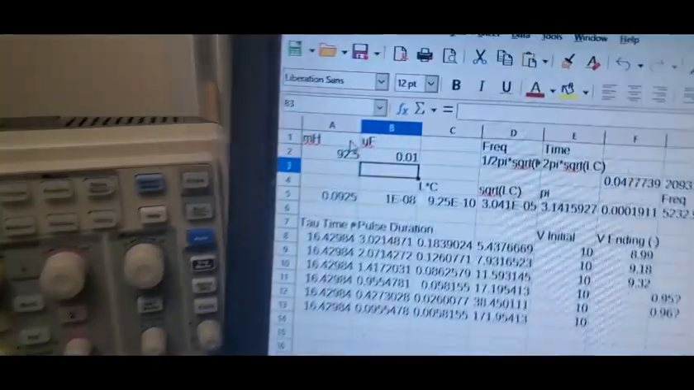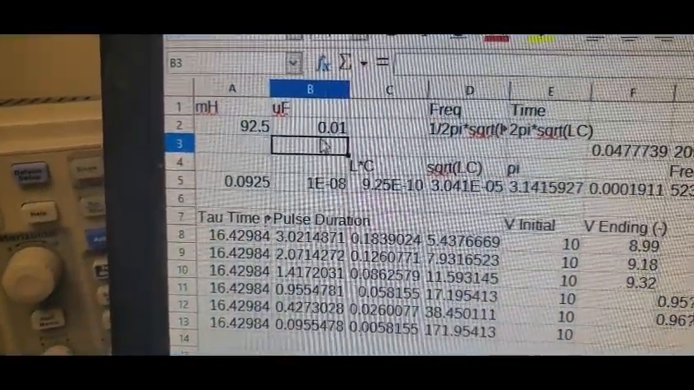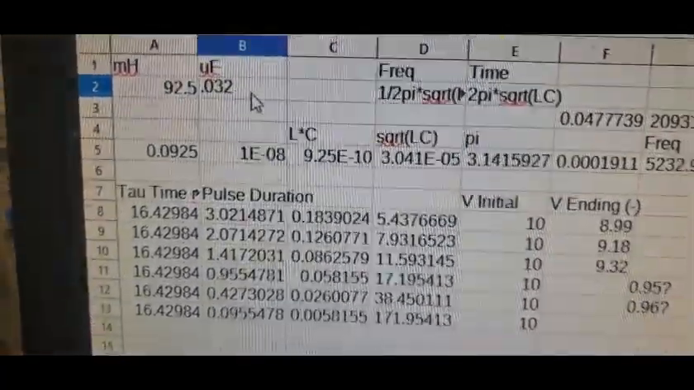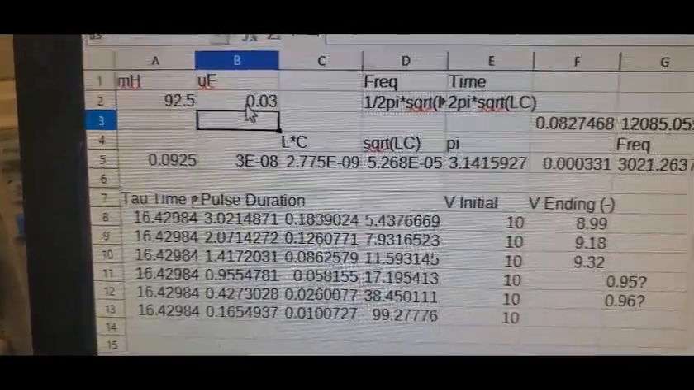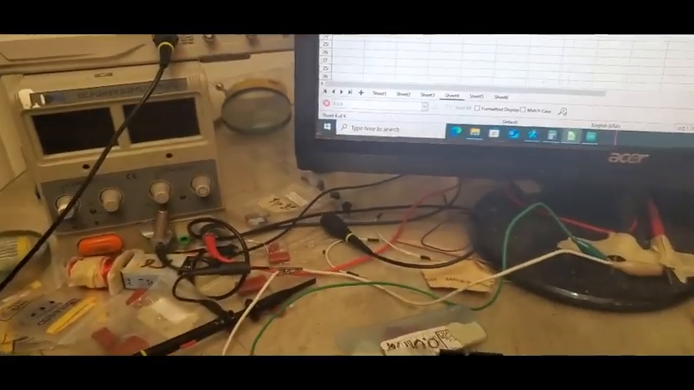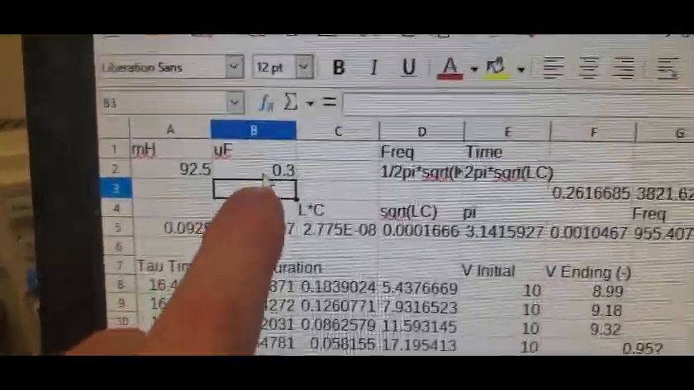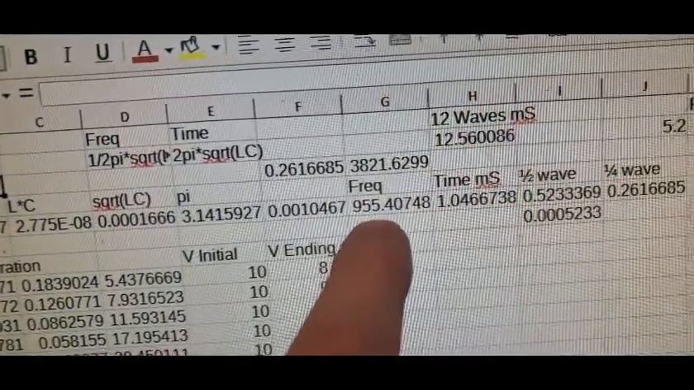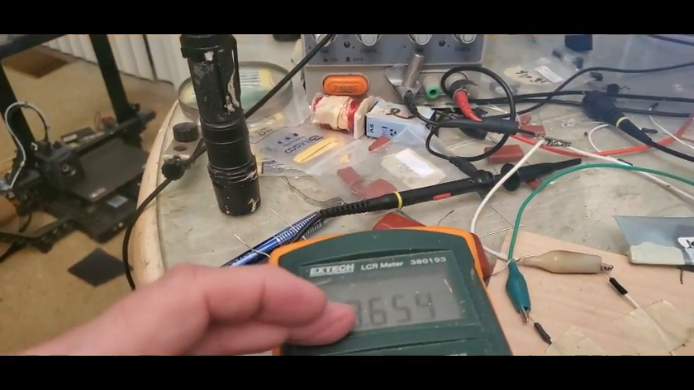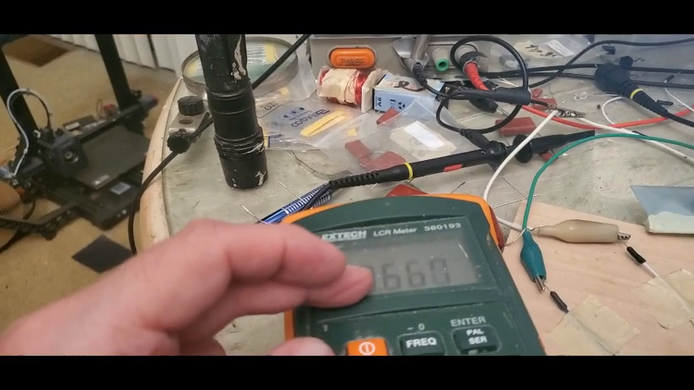So if we go back to the spreadsheet, we can put in 0.03, and that gives us, where am I? 0.3 gives us a frequency of 955, so around 1,000. So even at 0.3, the resistance was a lot higher than I was thinking.